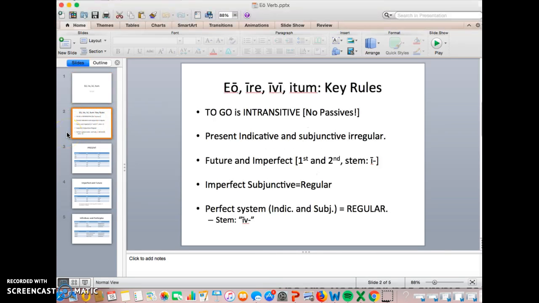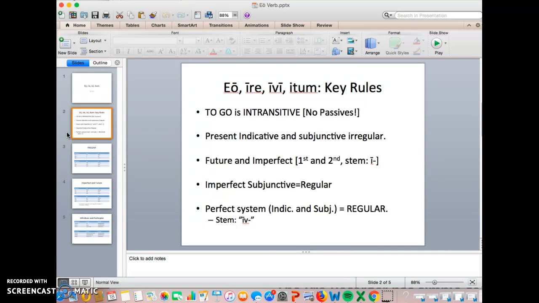All right, and so there are a couple key rules, and this slide is pretty much going to cover most of the auxiliary information you need to know, the tips, the major things to keep in mind when we're dealing with the verb eo. First off, it's intransitive, to go, right? Which means that it can't take a direct object. I can't go a table.